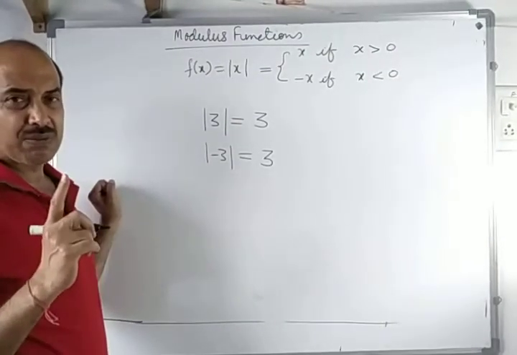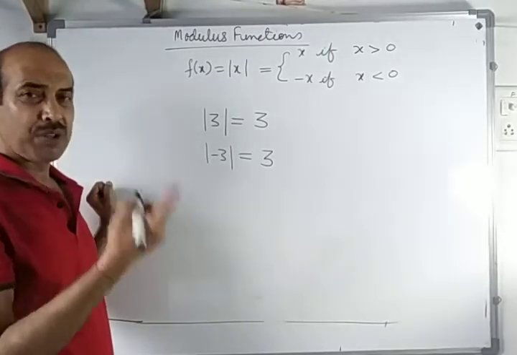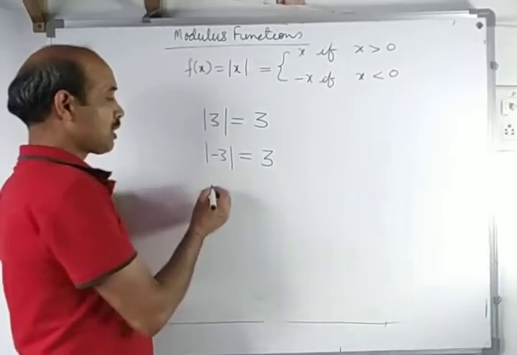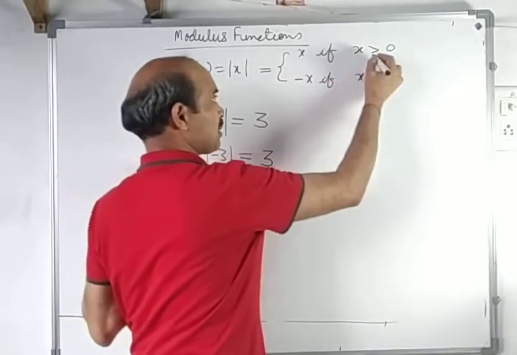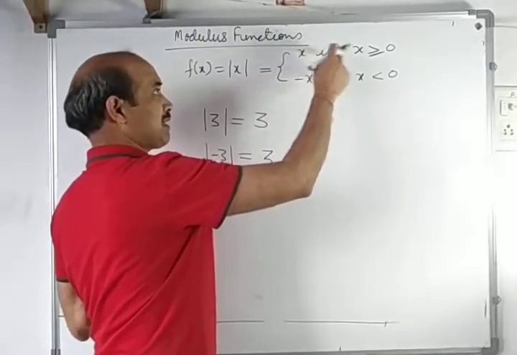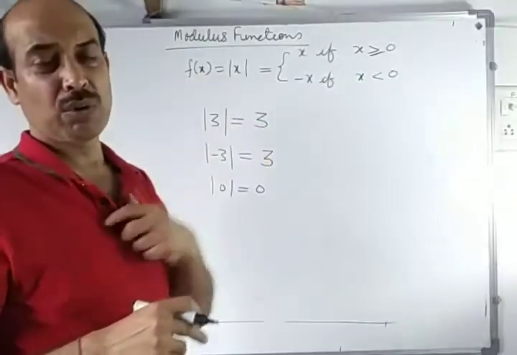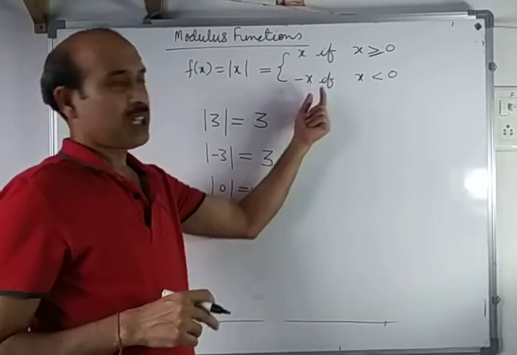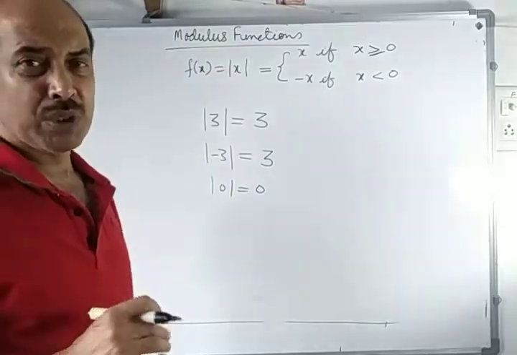So modulus function is a function which always gives a positive value for both negative and positive values of x. And what about 0? For 0 it gives 0. So when x is 0, we get x only, meaning 0 only, whatever x is. So the equal sign will be with greater than or equal to 0. It can also be with negative, but normally in books you will find it placed with the more than 0 sign.